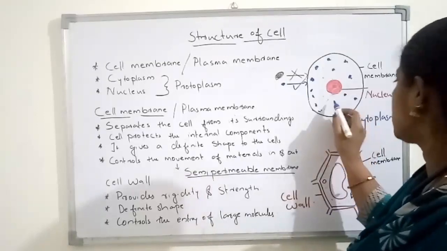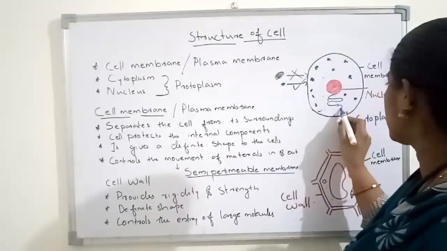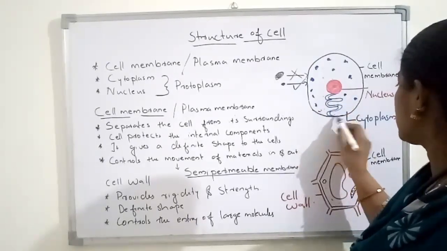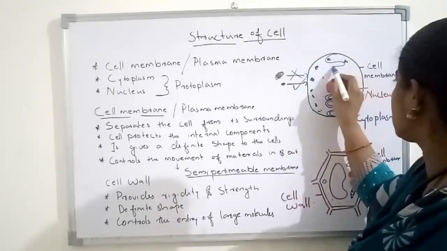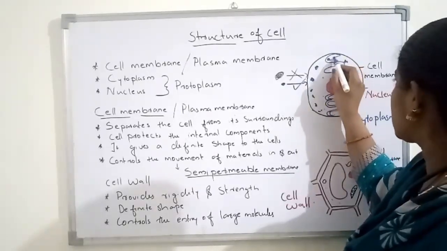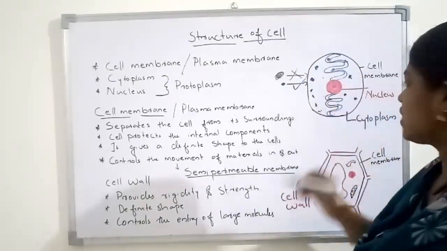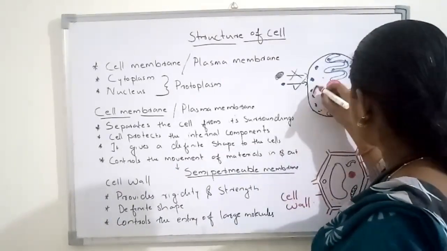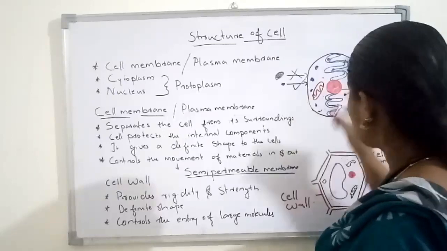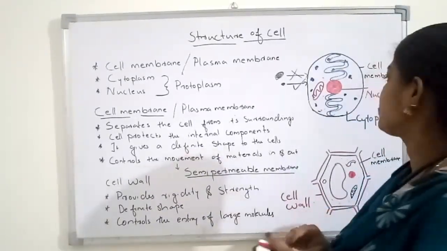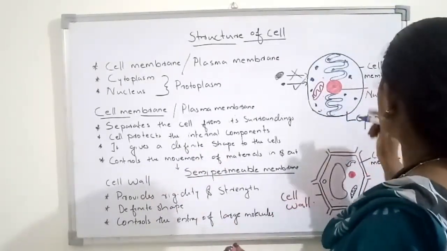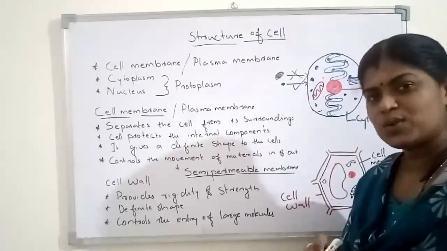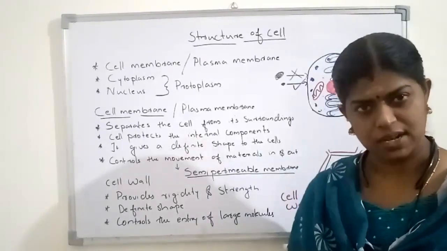Inside the cytoplasm there are so many cell organelles. I am drawing one cell organelle here, which is known as the endoplasmic reticulum. This is another one that I am drawing, which is known as mitochondria. Another one I will draw is the Golgi apparatus. Don't worry about the names of all these cell organelles.